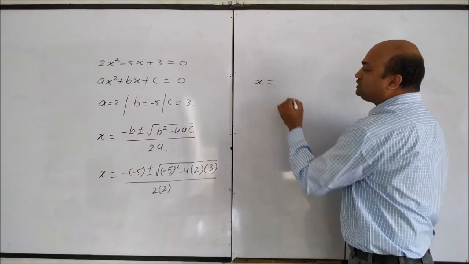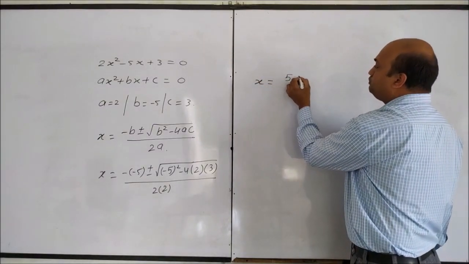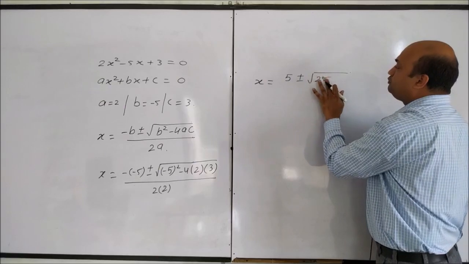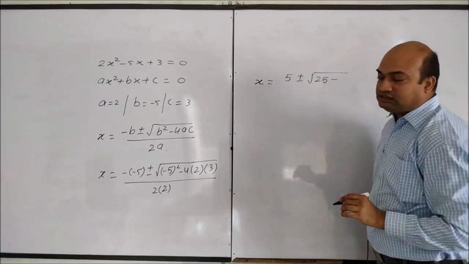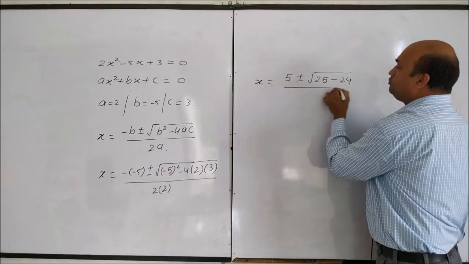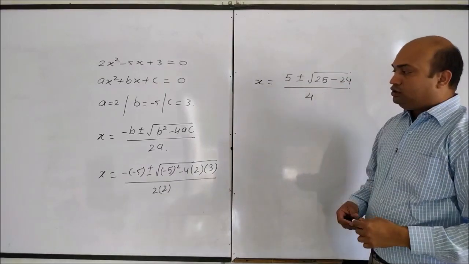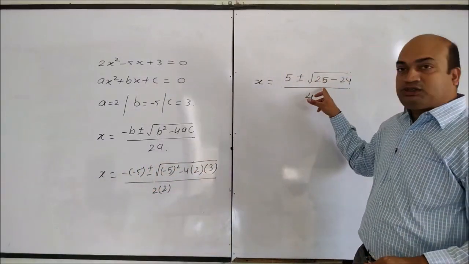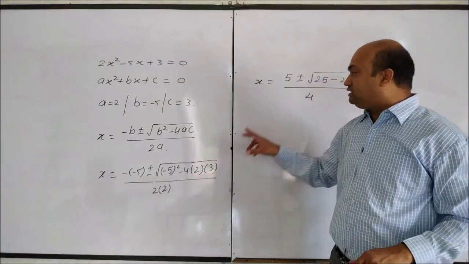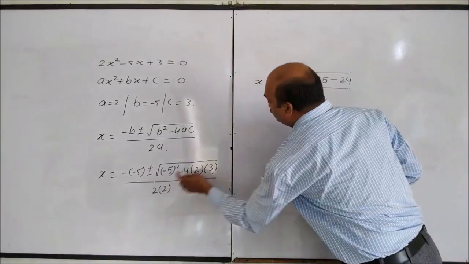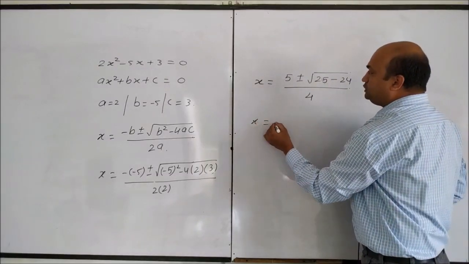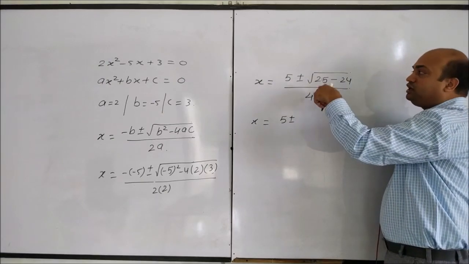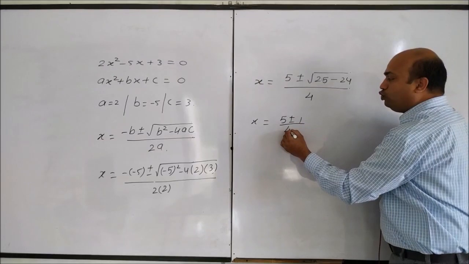So x we get 5 plus minus under root 25 minus 24 by 4. You see this minus, plus 5 same, plus minus this 5 square 25 minus 4 into 2, 8 3s are 24, by 2 into 2 is 4. It will be x is equal to 5 plus minus this 25 minus 24 is 1 and root 1 is only 1.